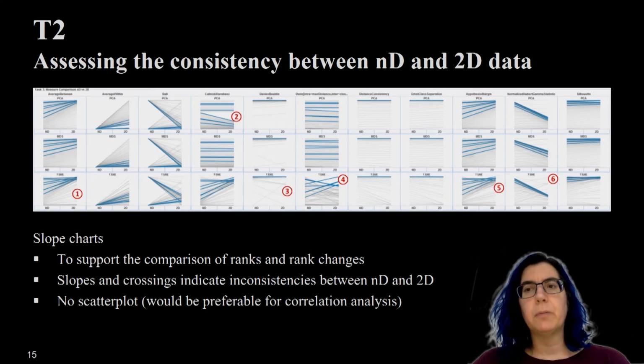The results can be interpreted similarly as with Task 1, where slopes and crossings indicate inconsistencies between measure scores for ND and 2D. Slope charts are appropriate since our goal is to emphasize rank changes, in contrast to the kind of correlation analysis that is typically enabled by scatterplots.